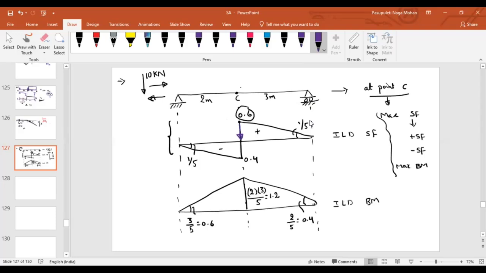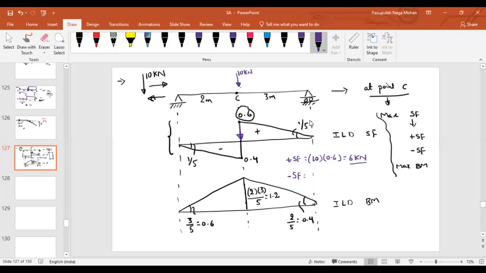So what is the maximum positive shear force? By looking at this diagram, to get the maximum positive shear force at point C, I will place my 10 kilonewton very, very near to C. Now, what is the magnitude of load? 10. 10 into 0.6, what is the ordinate? 0.6. That will be equal to 6 kilonewton. So if a load is moving over this beam, what is the maximum positive shear force possible at point C? 6 kilonewton.